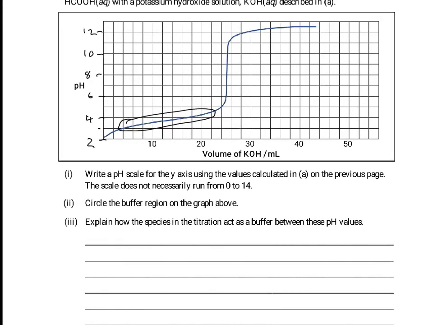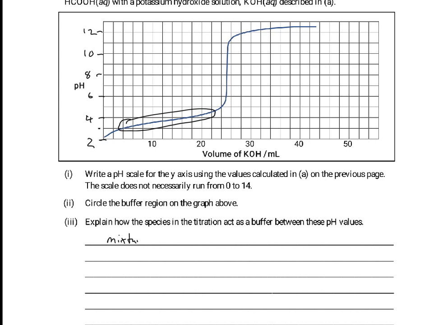Explain how the species in the titration act as a buffer between these pHs. Now what lots of you did was you wrote equations to show how a buffer solution was actually able to absorb acid or base, and you wrote equations for it. But this is actually asking, why does a buffer form? How does it actually be a buffer?